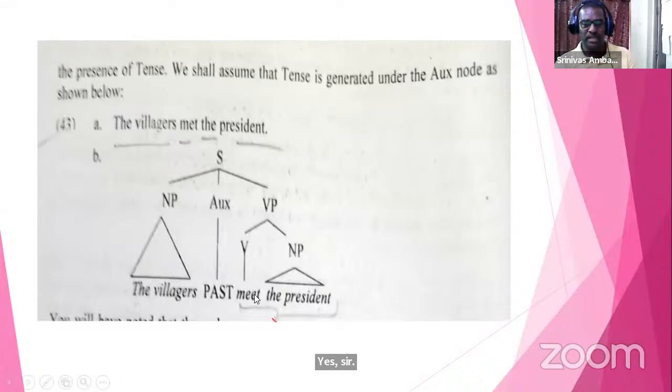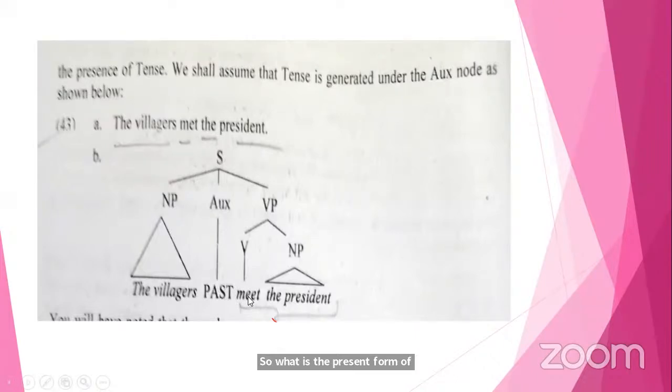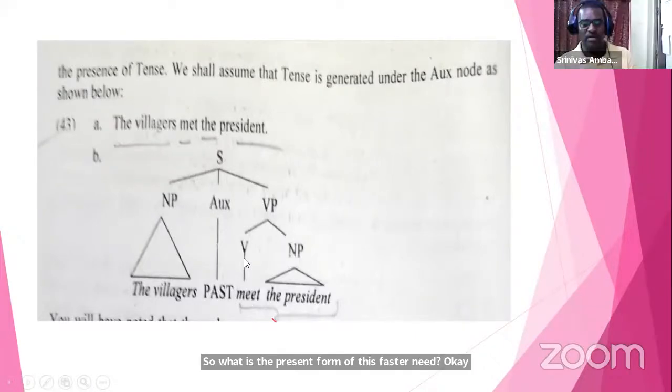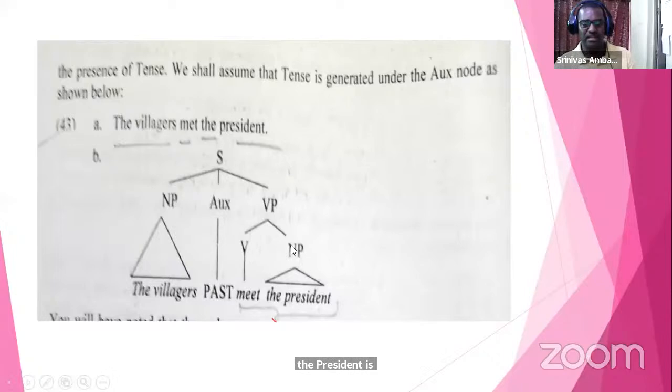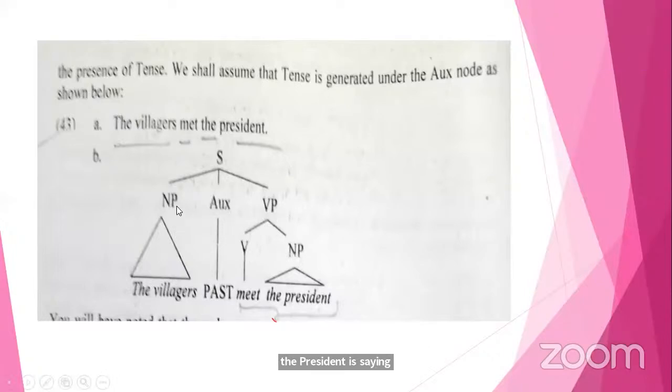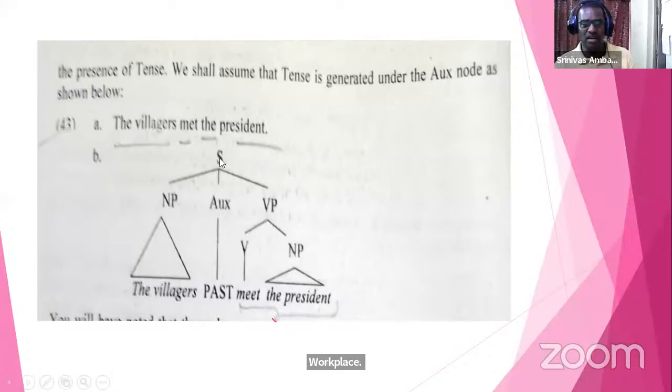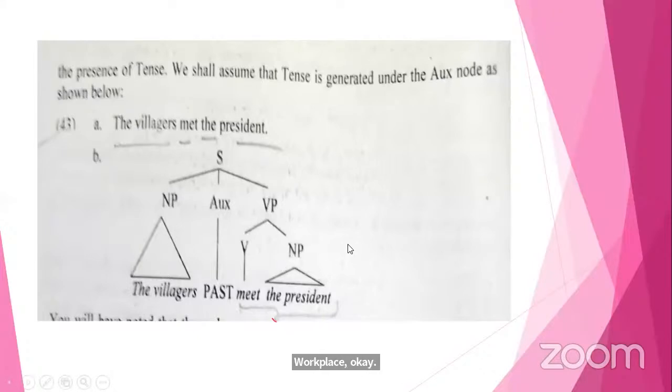So what is the present form of this past? Meet. Verb. Here I am mentioning past because the sentence is in past tense, so I am writing it here, but the verb I am taking is meet. And the president is a noun phrase. Verb plus noun phrase is a verb phrase. Now noun phrase, auxiliary and verb phrase, all together are called a sentence.